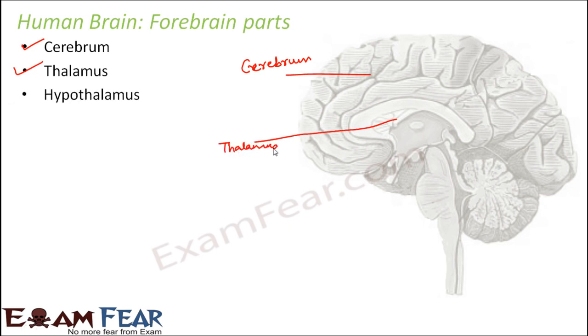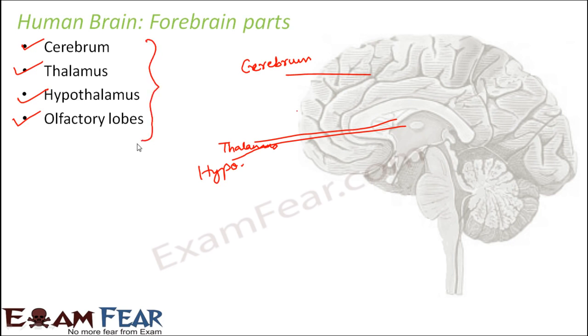Below the thalamus you have the hypothalamus. And then the olfactory lobes. The olfactory lobes are present towards the back side of the brain, not this side but the other side, which is not visible from here. So all these parts together form the forebrain. However, the cerebrum is the most prominent and the most developed part.